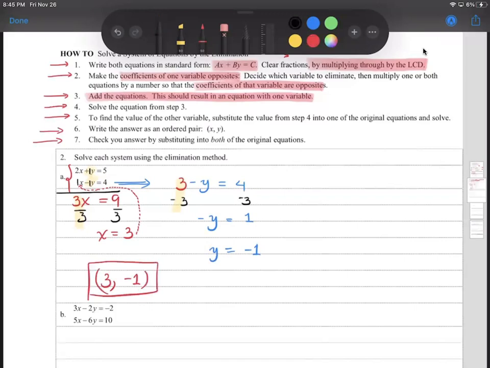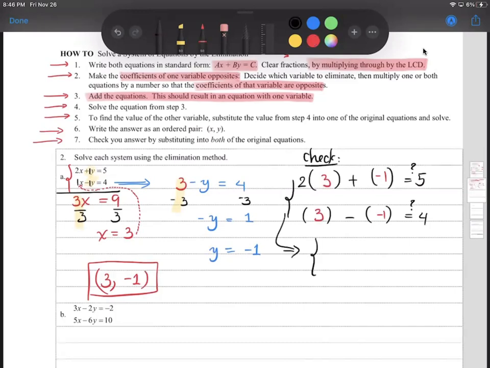Now let's check. I'm going to check in black. Let me rewrite the system of equations. I have 2x plus 1y equals 5. And then I have x minus y equals 4. Oops, maybe replace that with parentheses. I don't know if they're equal or not, so I'm going to put a question mark there. And plug in the values. x is 3, y is -1. Let's see what happens.